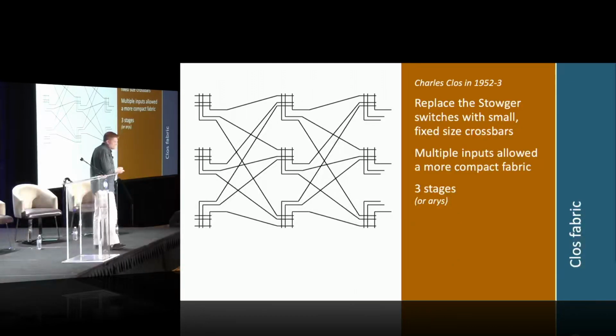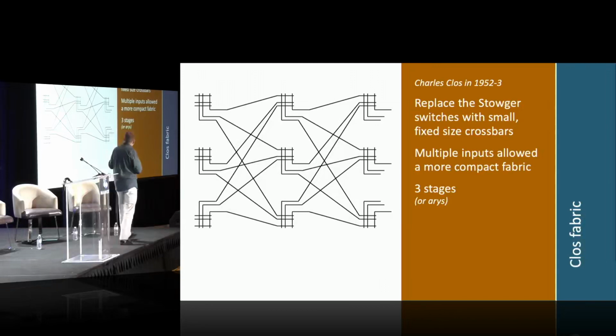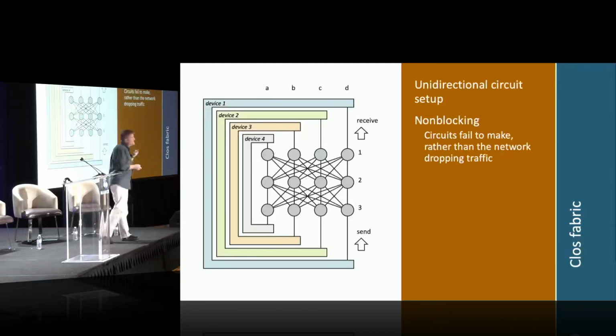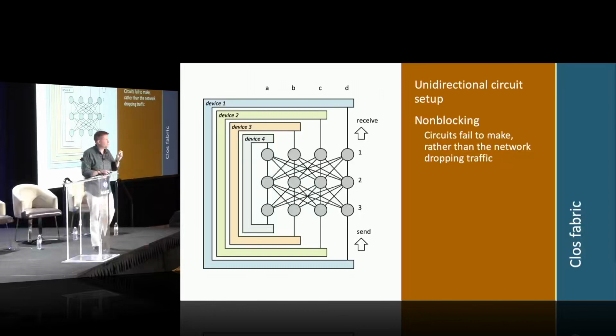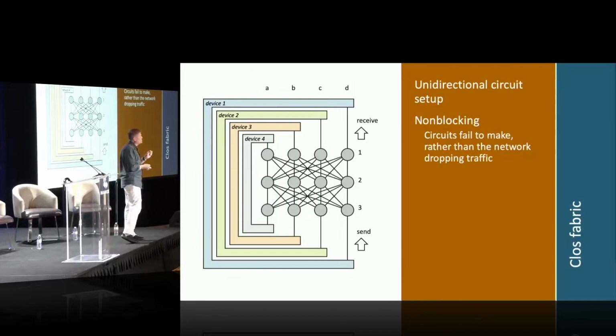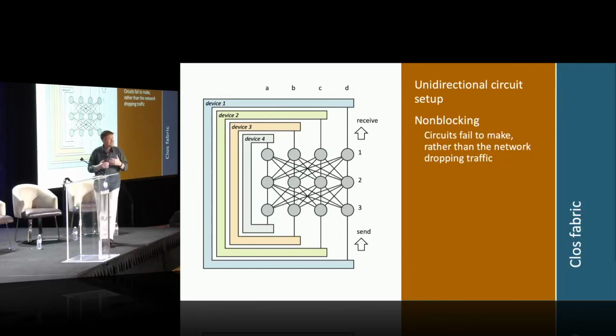All right, so multiple inputs, et cetera, et cetera. Now again, a Clos fabric is designed for telco. This is 1952, y'all, okay? This is probably before most of the people in this room were born, including me. This is a unidirectional fabric make situation, okay?